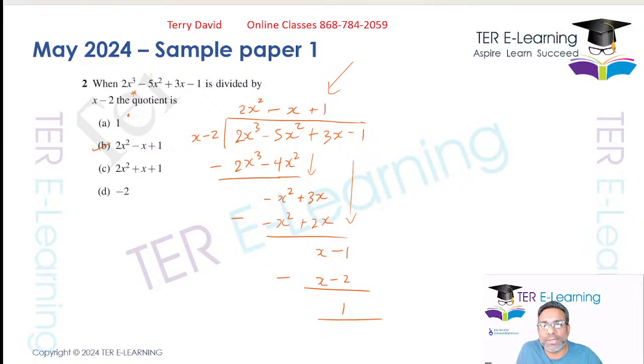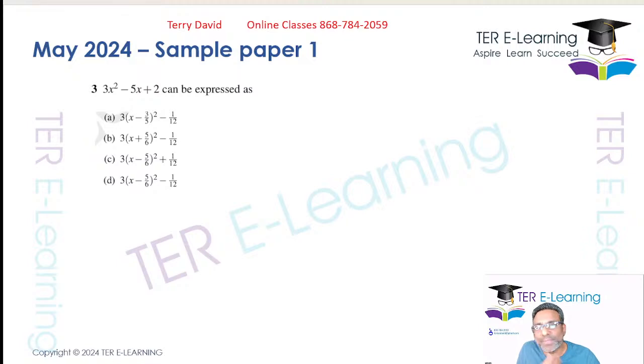All right, so that's the second question here. Third question here, we have 3x squared minus 5x plus 2, right? And you want to write it in a different format here. If you look at all the answers that we have here, they look like the completed square format, right?